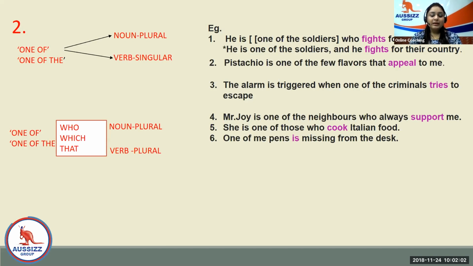Okay. Can we move ahead to rule number 3? Yes. Okay, let's move.